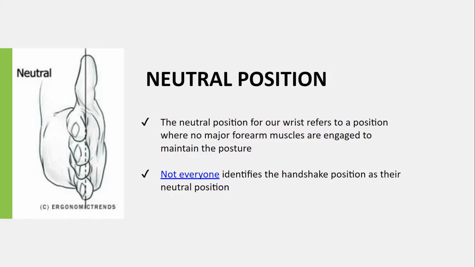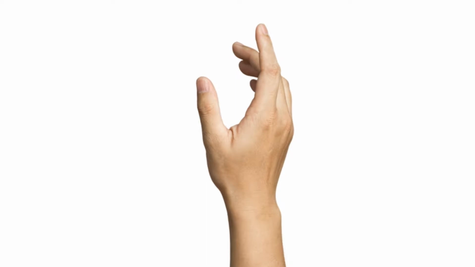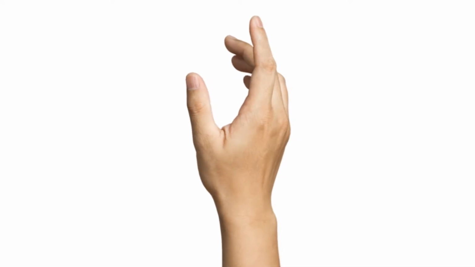The neutral position for our wrist refers to a position where no major forearm muscles are engaged to maintain the posture. For most people, this is the same position as when one is resting his arms to the sides, palm facing the body. This is commonly referred to as the handshake position.